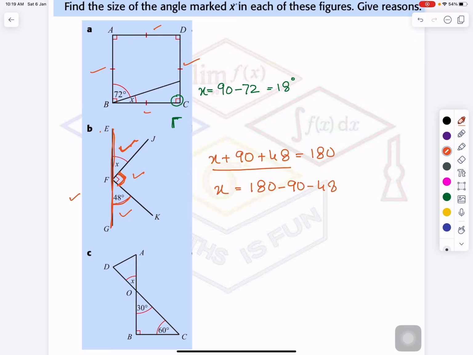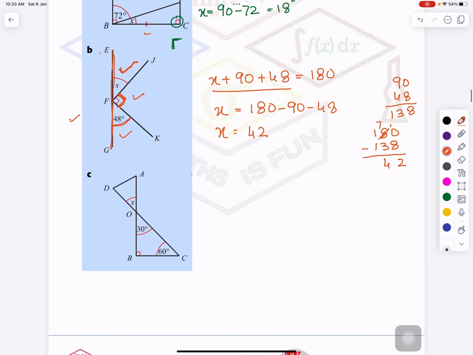I hope you know this thing. So what will the answer be? First of all, add up 90 and 48, and then subtract it from 180. Why am I doing it this way? Because at your level, a calculator is not allowed. So you should do it mentally, quickly. So it is 42 degrees.